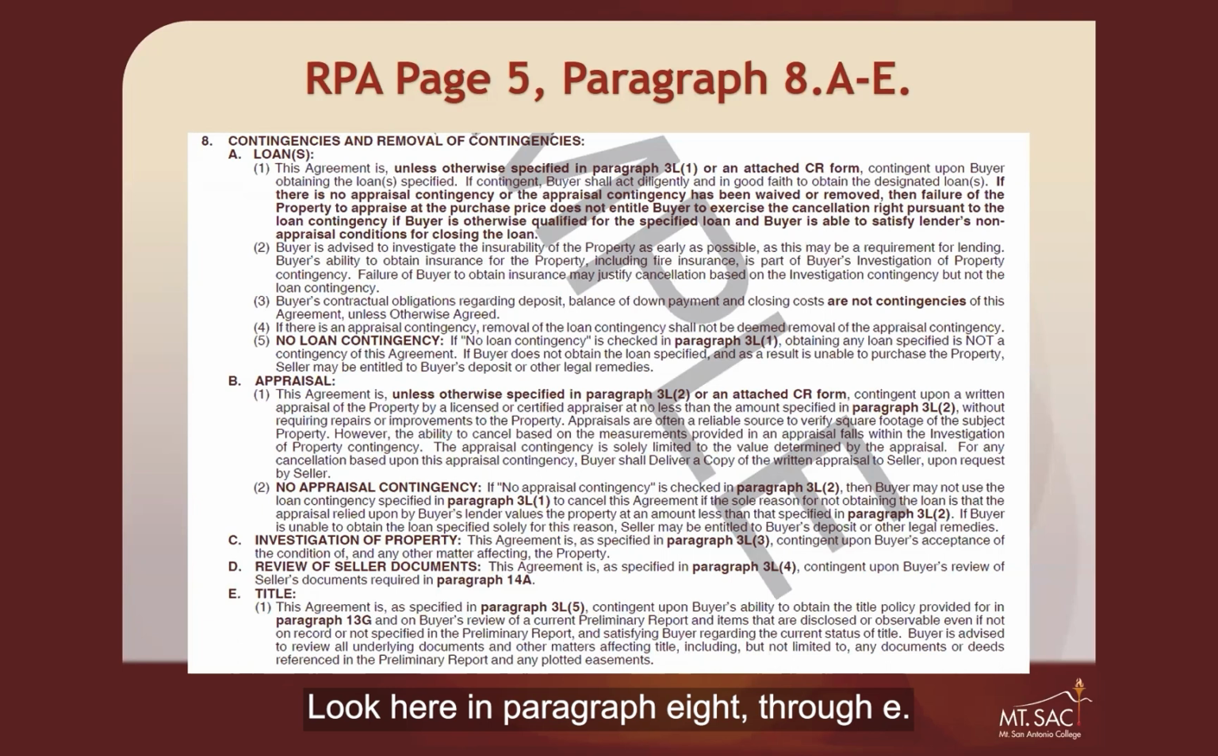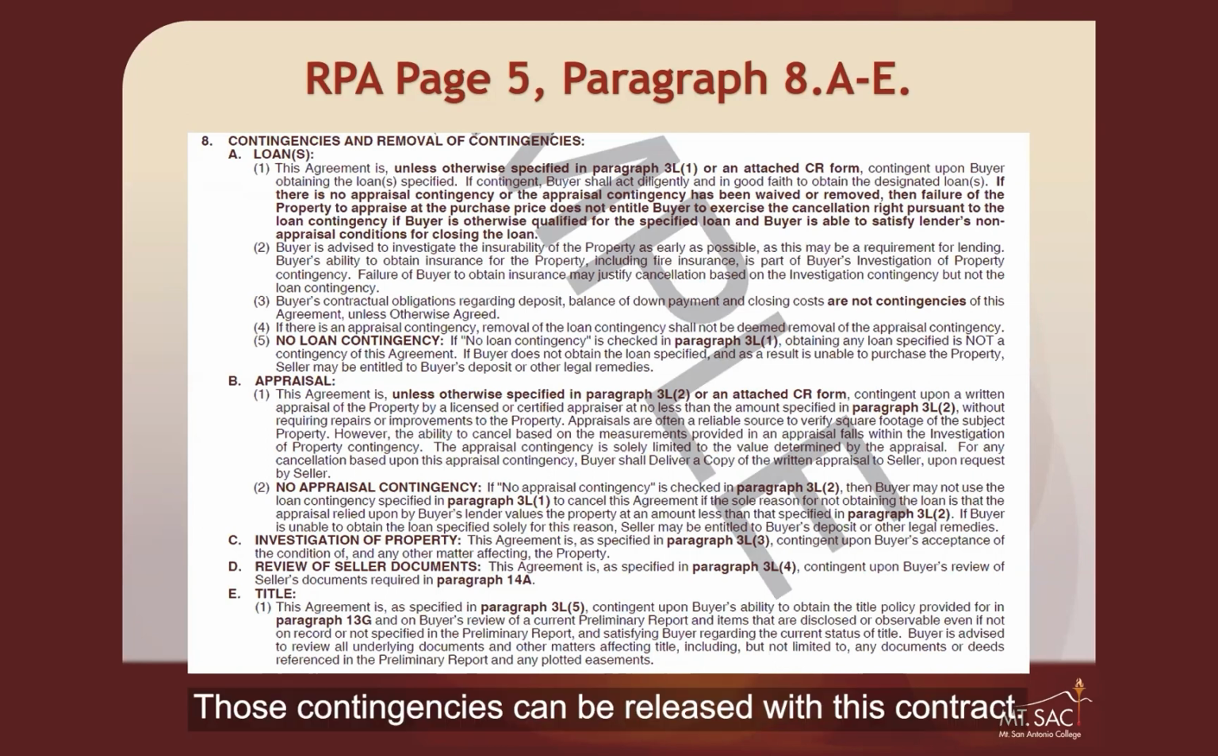Look here in paragraph 8, A through E. It's in the same order, all right? It's in the same order. So both the loan and the appraisal can be released. Those contingencies can be released with this contract, but the next 5 items, which starts with investigation of property, review of seller documents, and title, they have to be removed if you're going to remove them with the offer, with the contract or the contingency removal form.